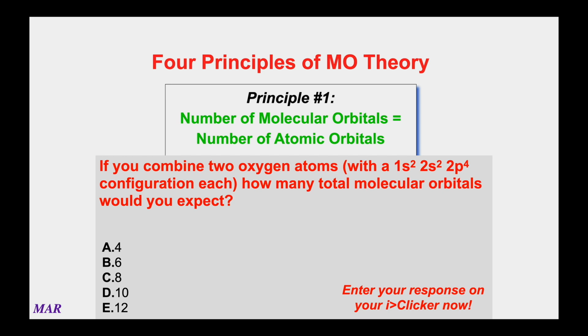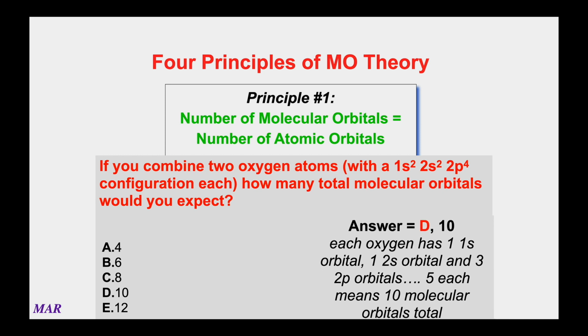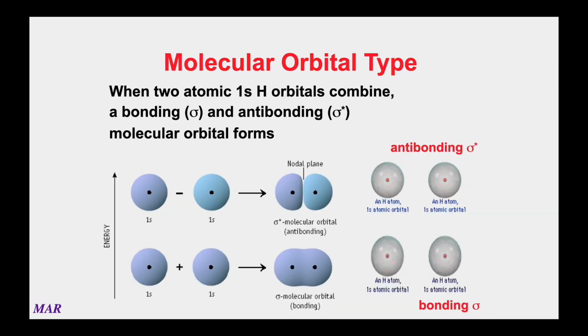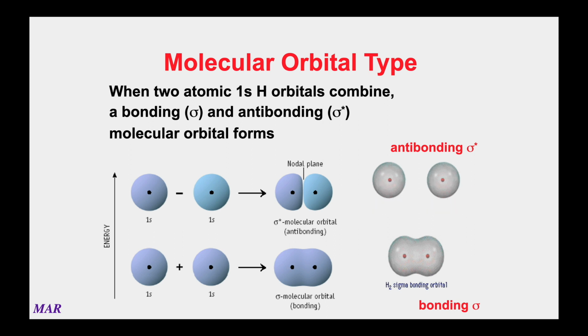So since there are 2 oxygen atoms, that means there's going to be a total of 10 atomic orbitals. Atomic orbitals equals molecular orbitals, should be 10 molecular orbitals. All right. So oxygen has a 1s, a 2s, a 2px, a 2py, and a 2pz. So 5 orbitals total times 2, 10 molecular orbitals in O2. The bonding molecular orbital has greater electron density in the bond region. The antibonding molecular orbital has reduced electron density in the internuclear region.